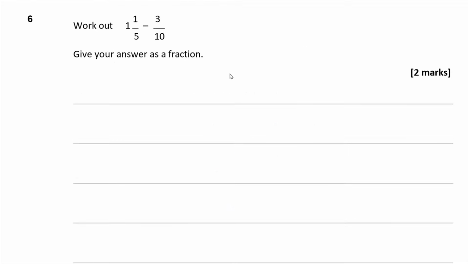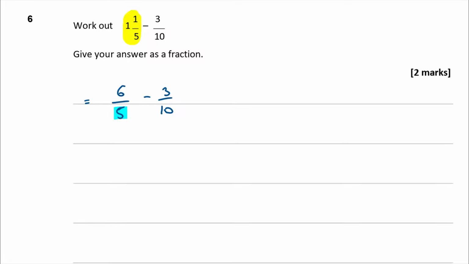Question 6, work out 1 1/5 minus 3/10. Give your answer as a fraction. Okay, so we want to do fraction addition, subtraction here. We need to have the numbers with the same denominator, and preferably as a top-heavy fraction rather than a mixed one. So this first fraction here, I'm going to first write as a top-heavy fraction, because 1 times 5 is 5 plus 1 is 6. So that's going to give me 6/5 minus 3/10.